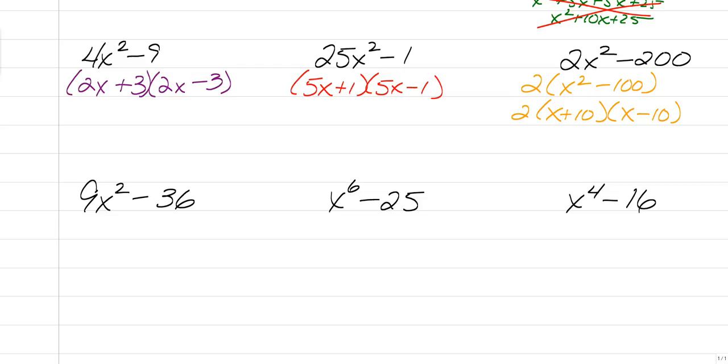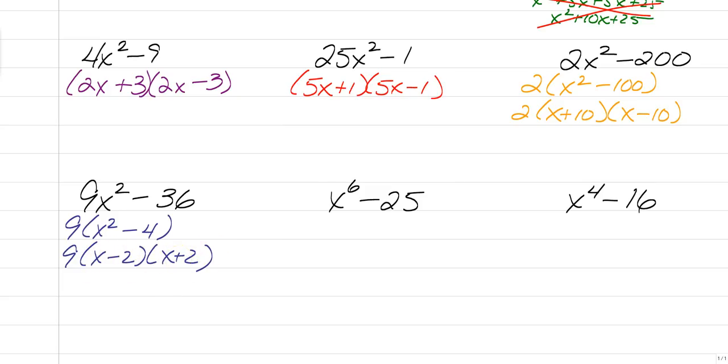So the 9x squared minus 36. If you said 3x minus 6 and 3x plus 6, you're kind of right, but you're not done. Whenever you're factoring, you must factor completely, which is why I always tell you the first thing you should do is factor out a GCF when possible. And you would have an x squared minus 4 on the inside, so you should have 9 times x minus 2 and x plus 2.